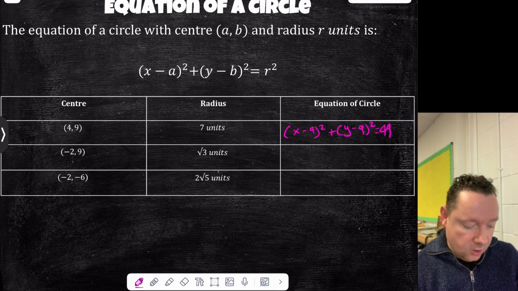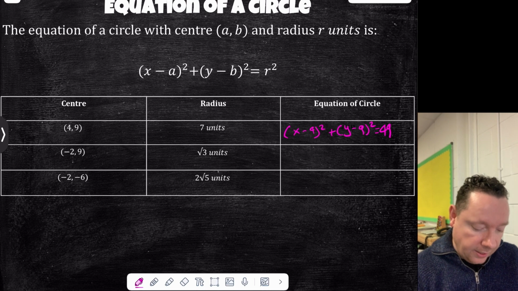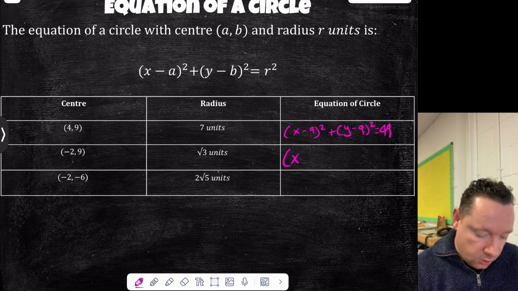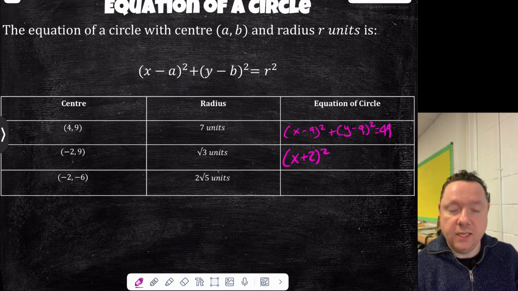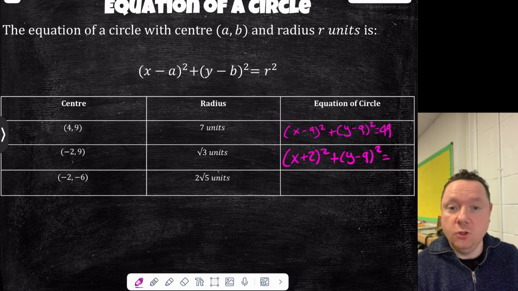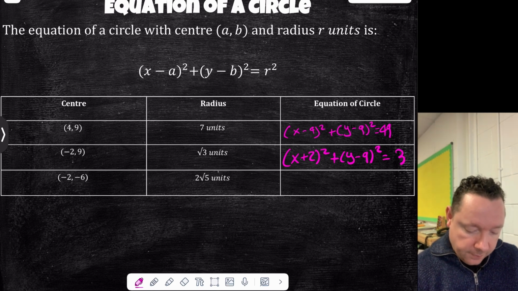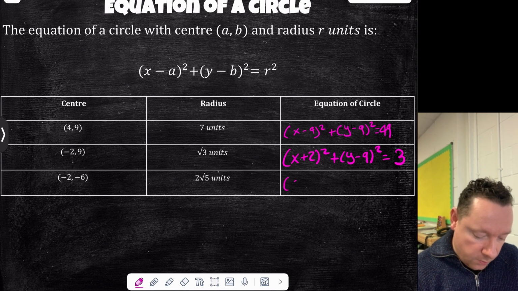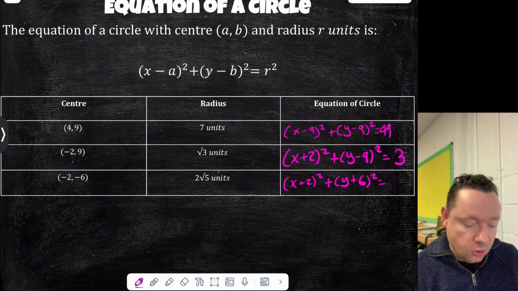Okay, the next one, the centre's minus 2, 9, so I've got x plus 2 squared, flip the sign, plus y minus 9 squared, equals root 3 times root 3 is just 3. And the last one, minus 2, minus 6, so x plus 2 squared plus y plus 6 squared, and the radius is 2 root 5.